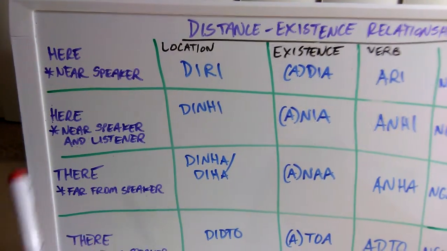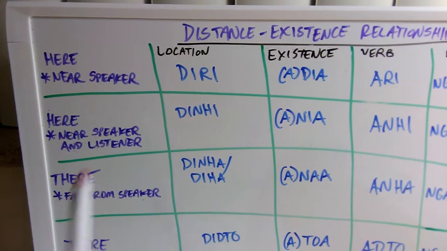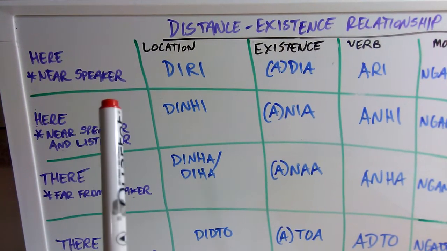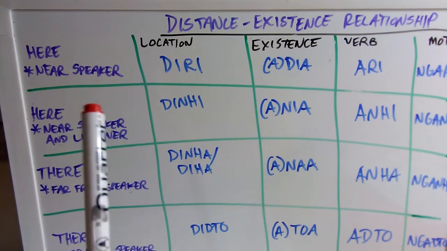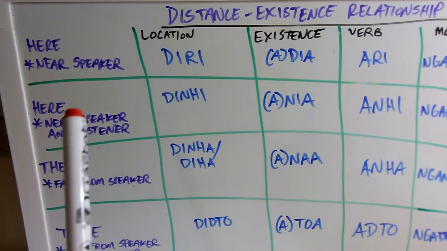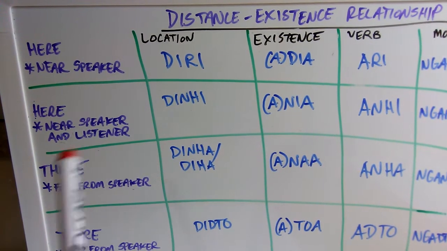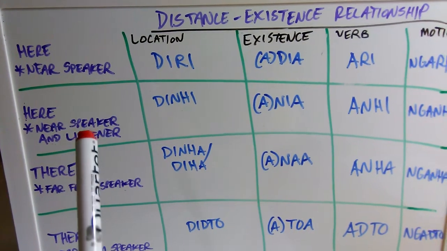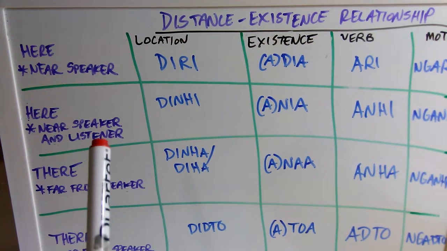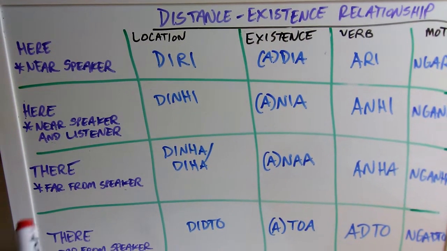So let's begin. We're gonna talk about the here first. So there are two types of heres. There's the here where it's near the speaker, right? So if you're the speaker, there's the here relative to your position. And there's the here that's near the speaker and listener. That here is relative to both of y'all. Okay, the listener and the speaker, inclusively.